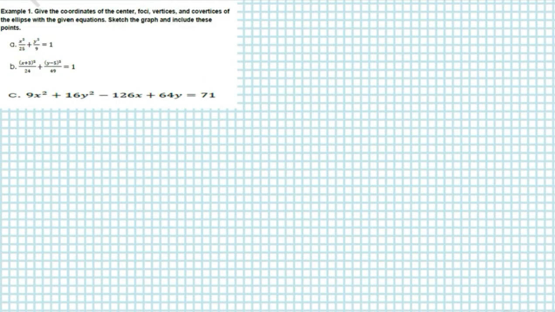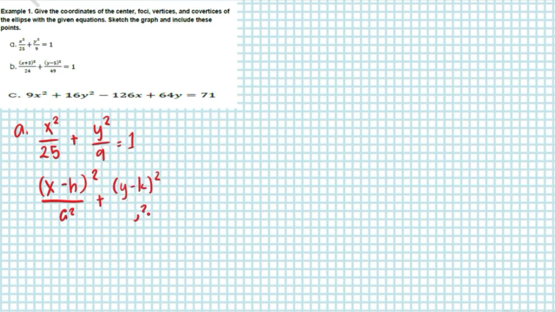So let's rewrite this letter A, x squared over 25 plus y squared over 9 is equal to 1. Recalling our standard equation ng ellipse, (x minus h) squared over a squared plus (y minus k) squared over b squared is equal to 1.